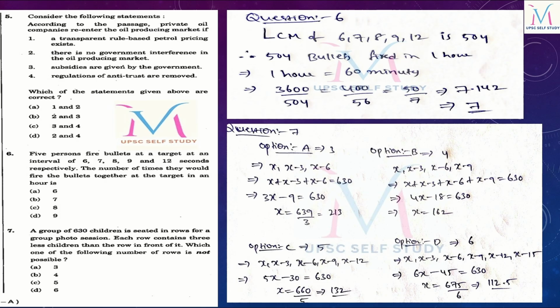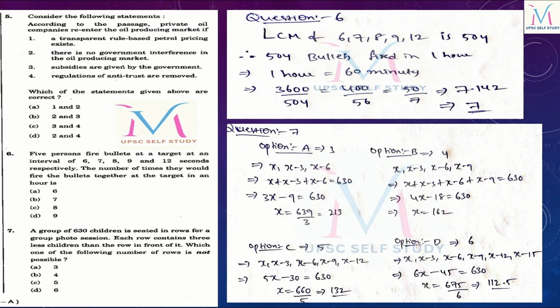So we have to check all these options, 3, 4, 5, 6, and find out in which number of rows they are not able to sit. Okay, 630 children. So now let us check with option A. Now look at the solution explanation. If you go to option A, 3 rows. Now we have to make these 630 children sit in 3 rows.